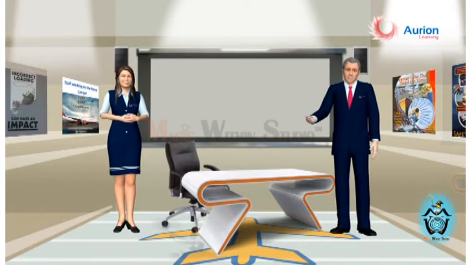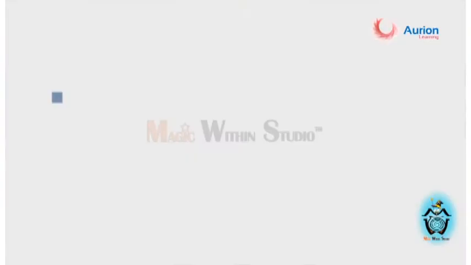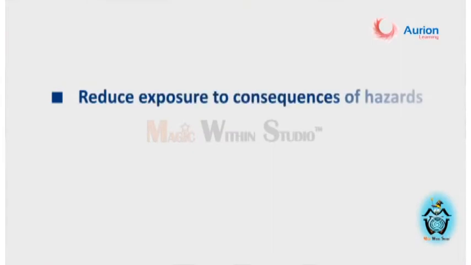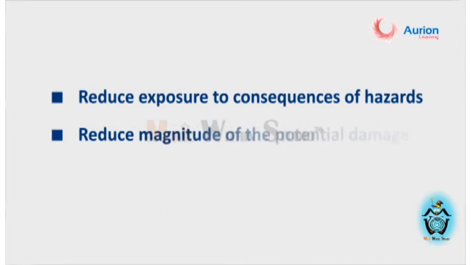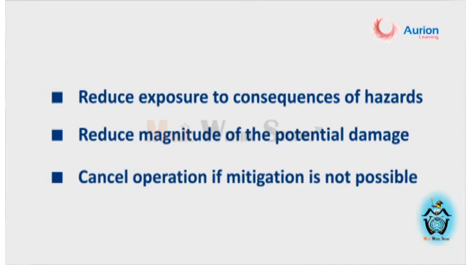To sum up the risk tolerability fundamental, if the safety risk of the consequences of the hazard is unacceptable, the organization must allocate resources to reduce the exposure to the consequence of the hazards, allocate resources to reduce the magnitude or the damaging potential of the consequences of the hazards, or cancel the operation if mitigation is not possible.